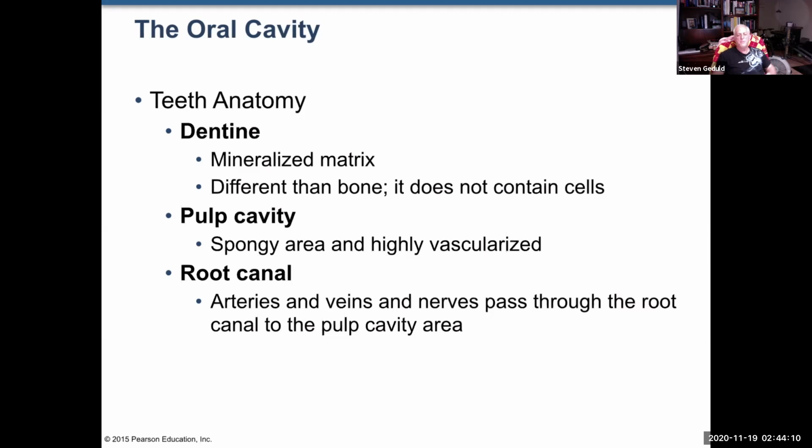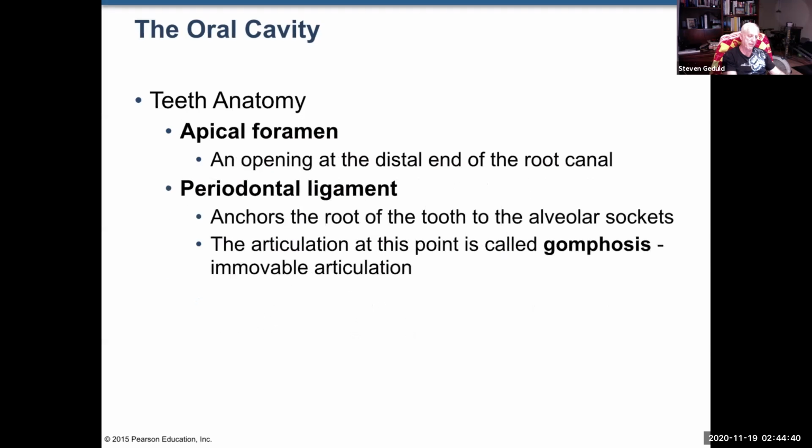The pulp cavity is the area inside the tooth that has the nerves and the blood vessels. It's a spongy area. It's very highly vascularized. So teeth do bleed if you cut into them. They have nerves and they have arteries and veins inside of them. The arteries, veins and nerves pass through the root canal, through the apical foramen, into the pulp cavity area. So the apical foramen is the opening at the distal end of the root canal.